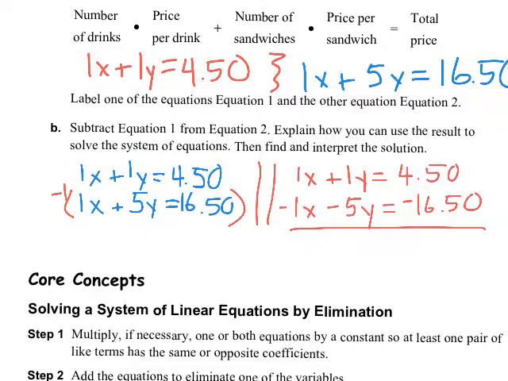Okay. Now do you have opposites? We have opposites on the x's, right? So now we're ready to add down. You always add down. So 1x plus a -1x is eliminated, right? That's what I wanted. 1y minus 5y is -4y. And then 450 plus a -1650 is going to leave you with -12, excuse me.